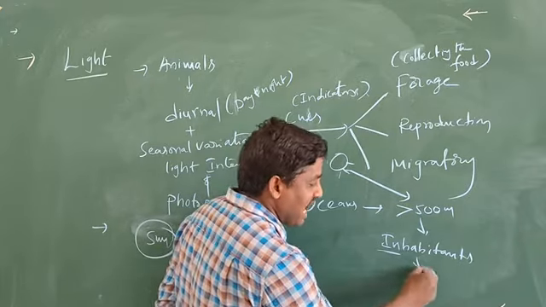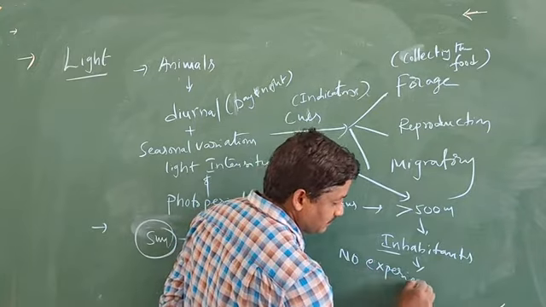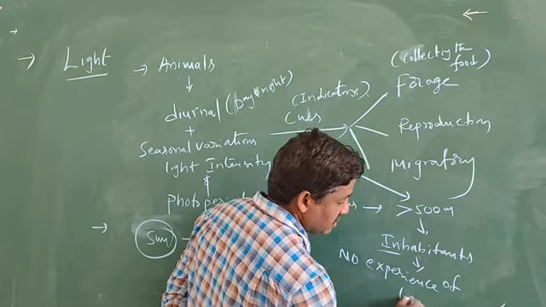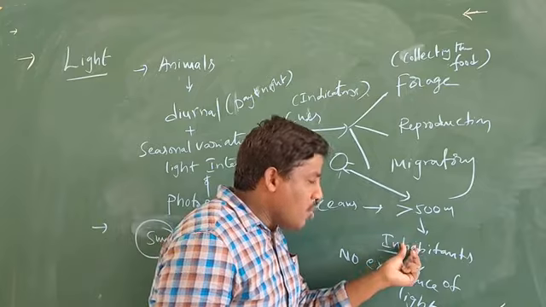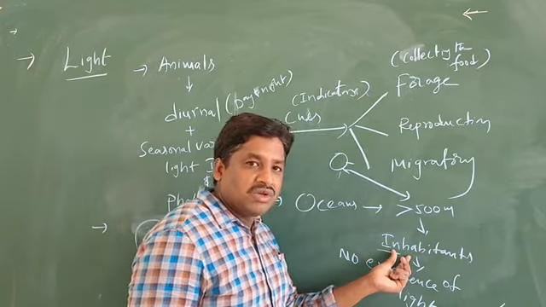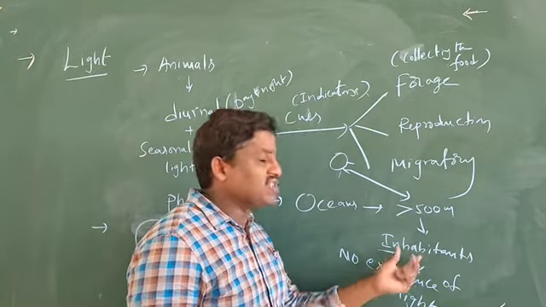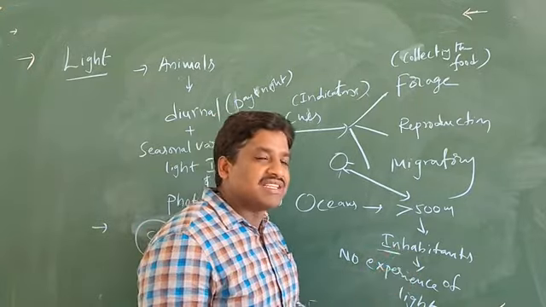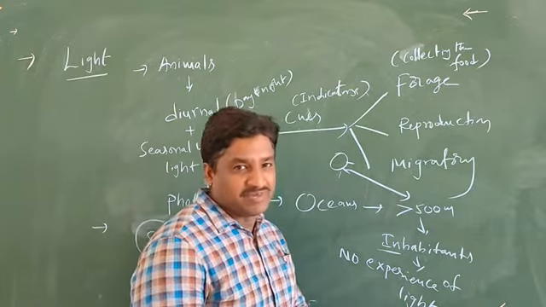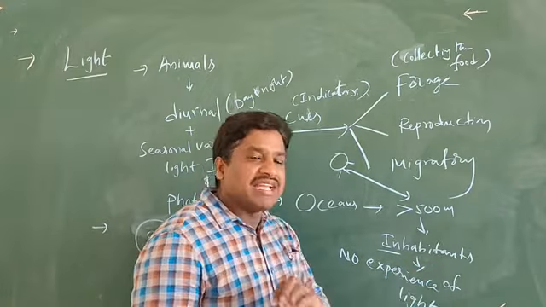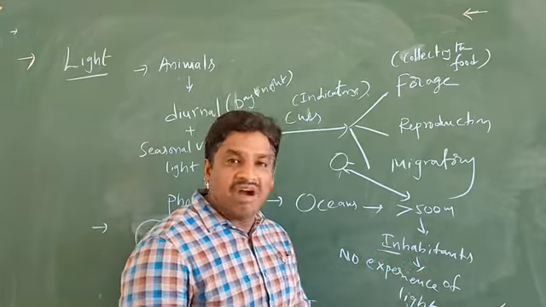Those organisms have no experience of light. That means for the organisms present below 500 meters, what about the light? There is no experience. They don't know light as a factor, even though it is present. They don't know such a thing.